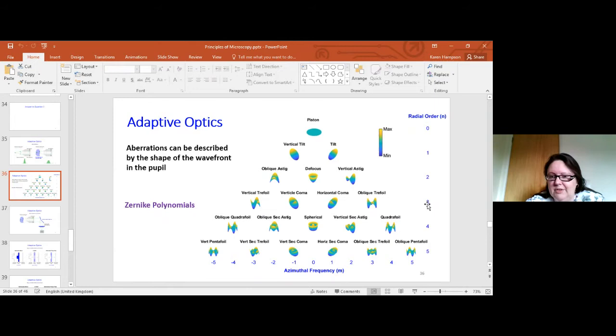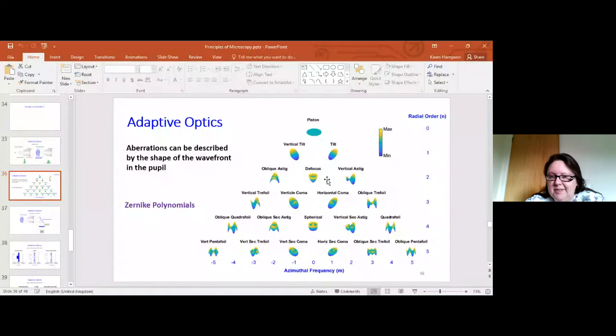We call this the azimuthal frequency. So let's start off with zero. We'll go up here and just look at defocus. Zero means that it's rotationally symmetric. So imagine moving around the edge of this defocus term. Imagine the parabola spinning, and it would be the same as you move around the wavefront, there would be no change. So it's symmetrical for zero.